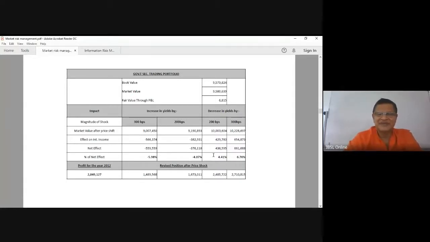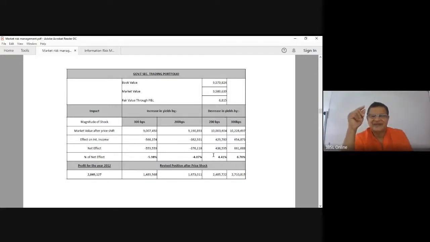And then you looked at whether you have made a profit or loss. Say if interest rate goes up, you have made a 566 million loss on this side, and 382 million loss if 200 goes up. If interest rate goes down, of 200 basis, you have made 429, and you have made 654 on the other side. So net effect of this, you may have to deduct that 6,815 from that loss profit.